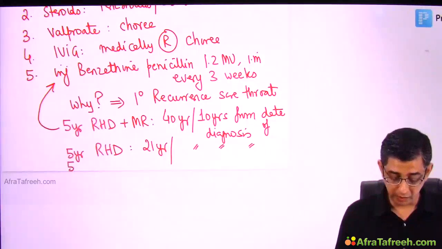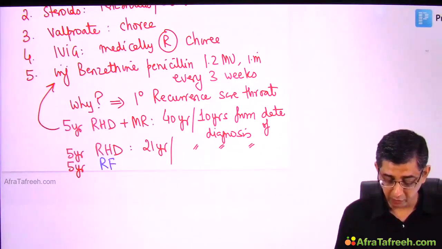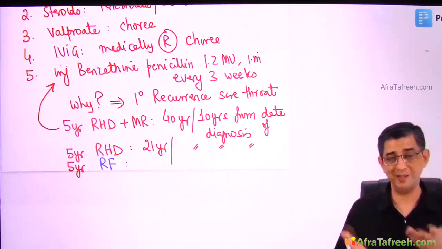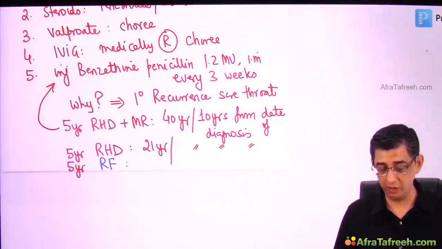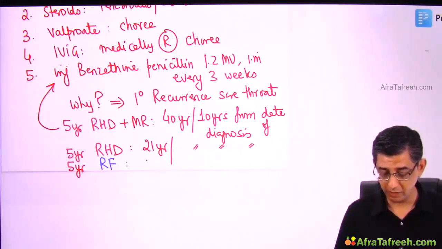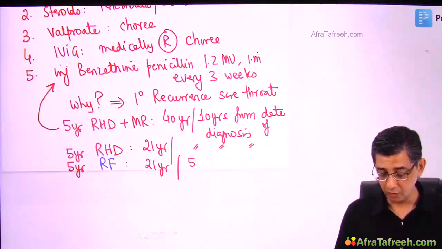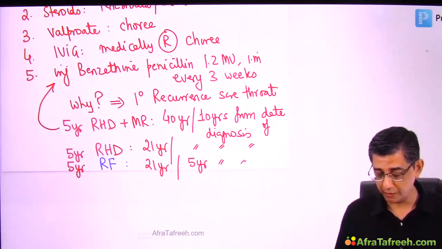Now look at how the examiner can play with English words once again. He will say 5-year-old child with rheumatic fever. He has removed heart disease because it's not a guarantee that every time the heart would be involved. In those circumstances, the answer will again be 21 years. But now look at the last deal that I'm giving to her. If she's saying no to that, it is 5 years from the date of diagnosis.